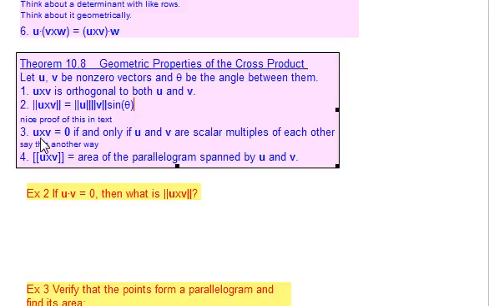Okay. U cross v is 0 if and only if u and v are scalar multiples of each other. Okay, well, what does that mean? Only if one of them's parallel to the other one. Well, why would that be so? Well, because the area of the parallelogram that they span, if they're parallel, is 0. So therefore, the length of the cross product must be 0, and the only vector that has that is the 0 vector, 0i plus 0j plus 0k. Okay? And here's another one.